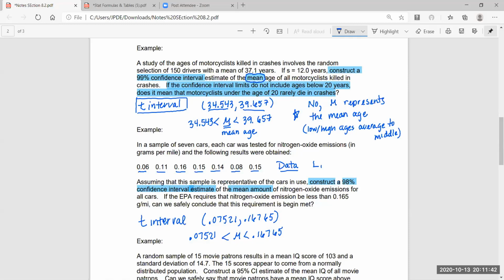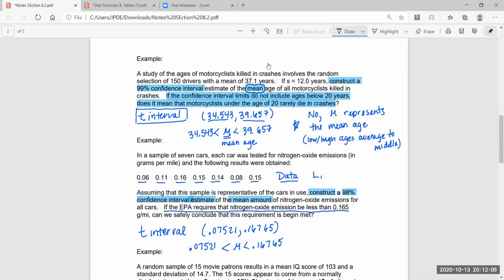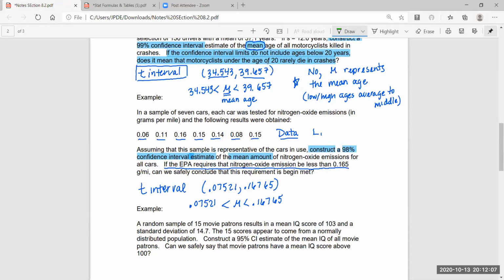And the question says, if the EPA requires that the nitrogen oxide emissions are less than 0.165, can we safely conclude that this requirement is being met? Okay, so we're going to look over here. And we're going to say, okay, let's look at where that 0.165 would be. This is 0.167. So the 0.165 is in that interval.